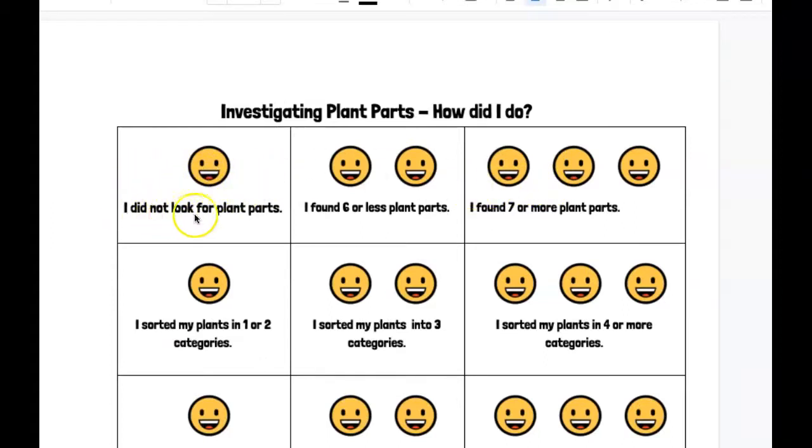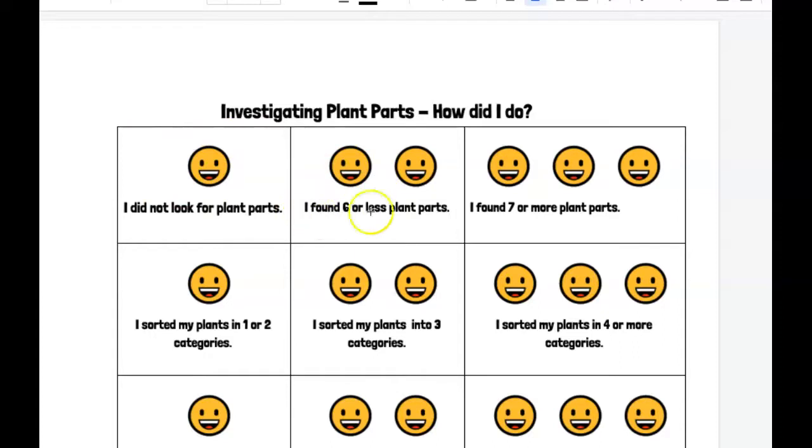It says, I did not look for plant parts. If you didn't even look for plant parts, you would give yourself 1 smiley. I found 6 or less plant parts. So 1, 2, 3, 4, 5, or 6. 2 smileys. I found 7 or more plant parts. 3 smileys. So this is what you would do. So you cannot take more than 1 rectangle because you have to pick.